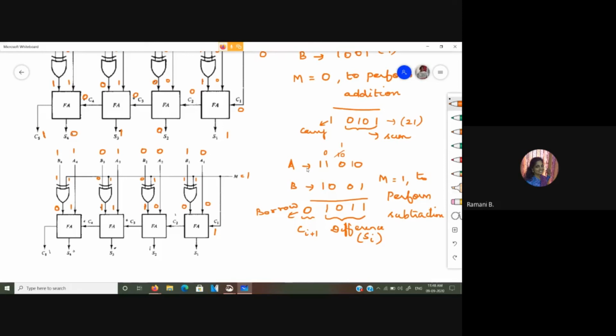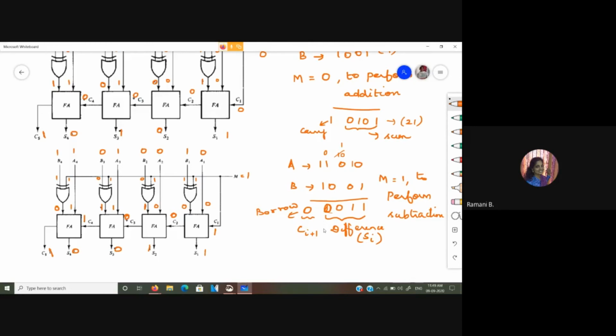Right? Now we are going to add all these. So here 1 plus 0 plus 0. So sum is 1, carry is 0. Then again 0 plus 0 plus 1. So sum is 1, carry is 0. Here 0 plus 1 plus 1. So sum is 0, carry is 1. Here again 1 plus 1 plus 0. So sum is 0, carry is 1.